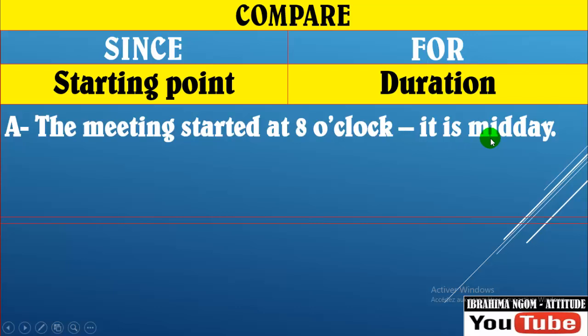La réunion a commencé à 8 heures. Il est midi. Donc la réunion, ici, they have been talking 8 hours. They have talked 4 hours. Donc, comme la réunion a commencé à 8 heures, cela fait combien de temps? Depuis 8 heures, ils sont en train de parler. Ils ont parlé pendant 4 heures de temps. Depuis, pendant. Qu'est-ce qu'on va mettre ici dans les pointillés?